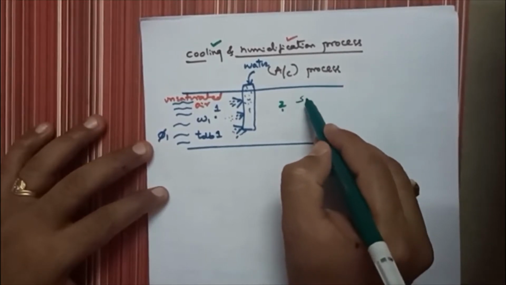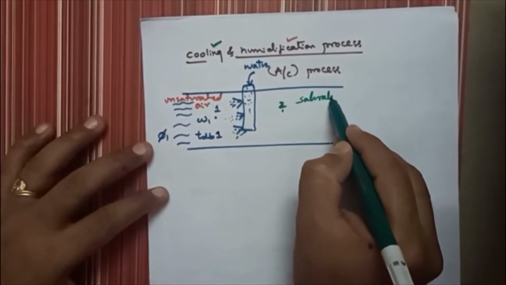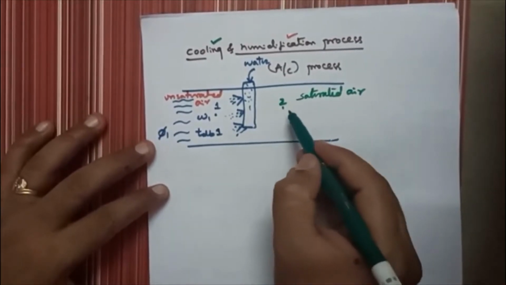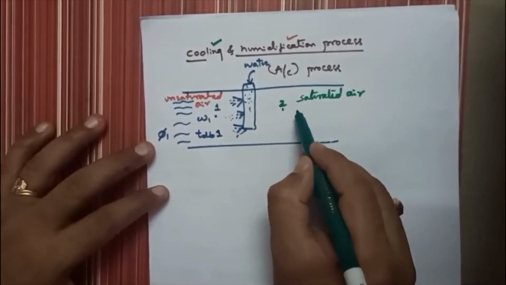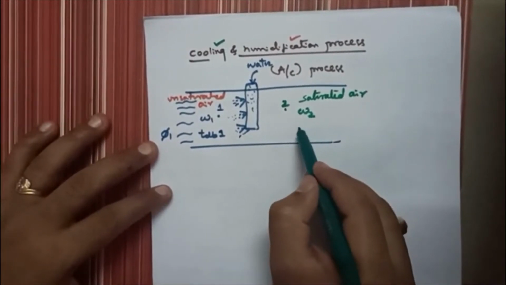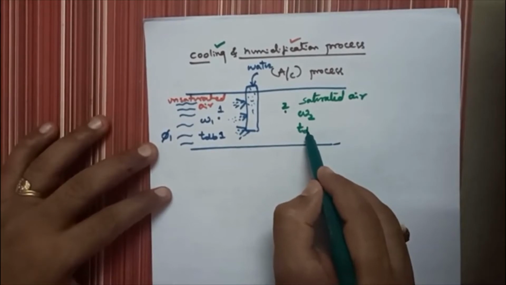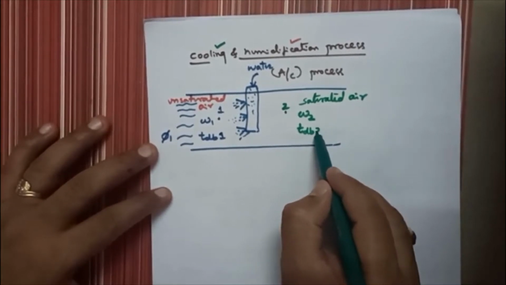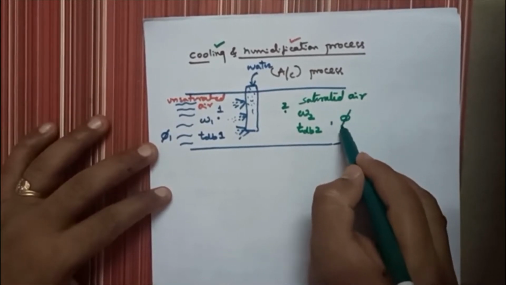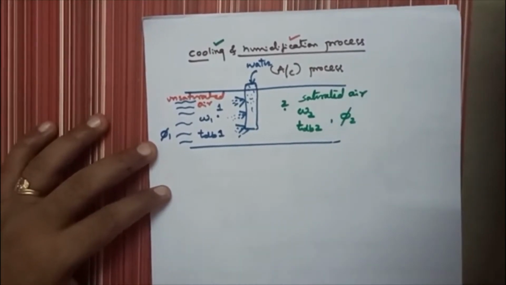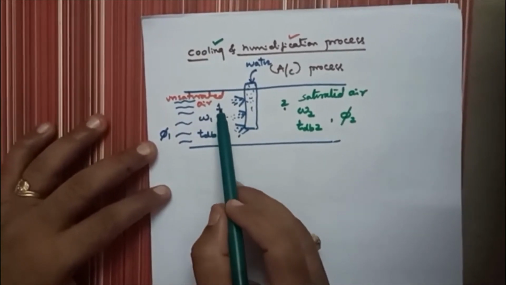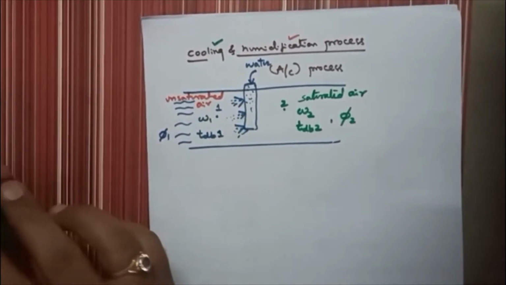Here I will write saturated air. Now what is the moisture content at point number 2? It is omega 2. And what is the temperature at point number 2? That is the dry bulb temperature at point number 2, TDB2 notation. And similarly the relative humidity is phi 2 in percentage. Now we will write the properties, like whether point number 1 is more or point number 2 is more.